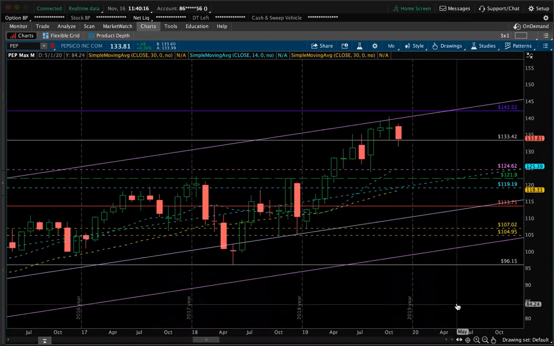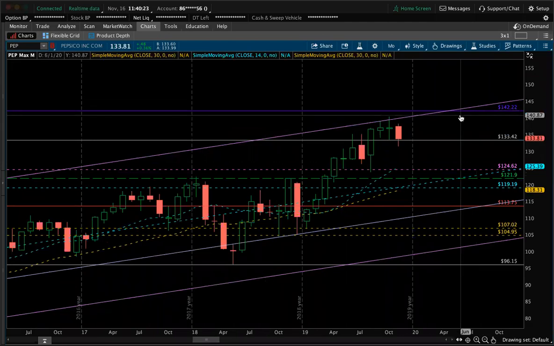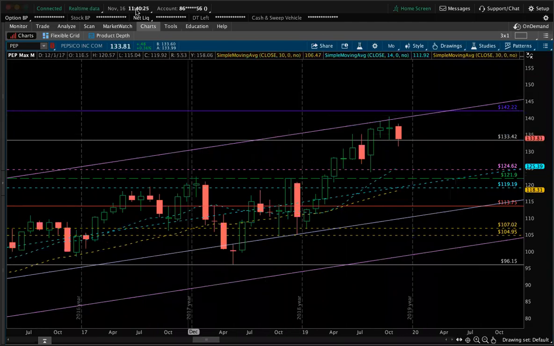Looking at all the levels, I can get rid of the channel now. Actually, I can really get rid of it. Don't really mind it. So as you can see on this channel for the monthly, PEP needed to hold 133.42, which is the gray bar.